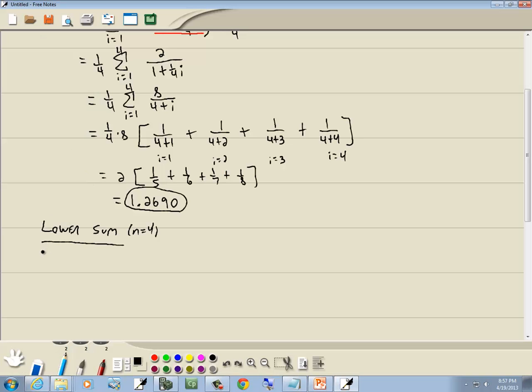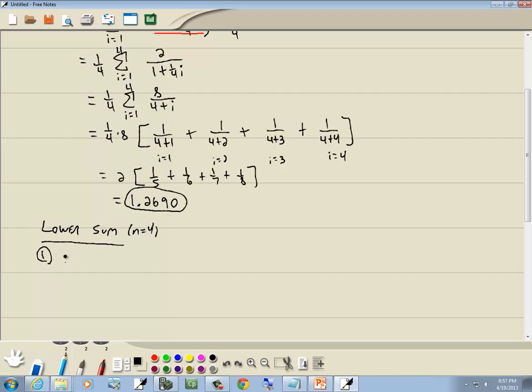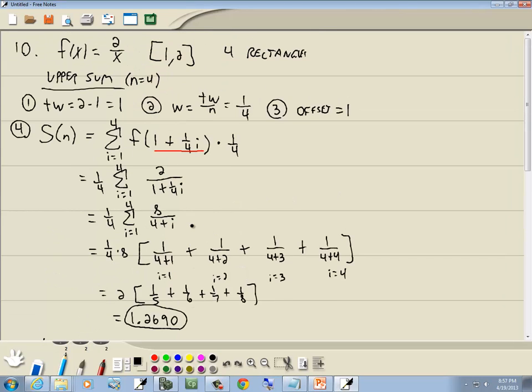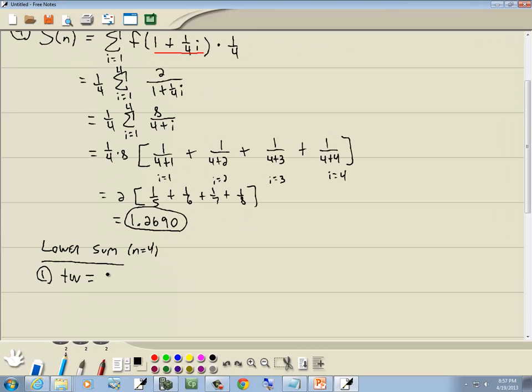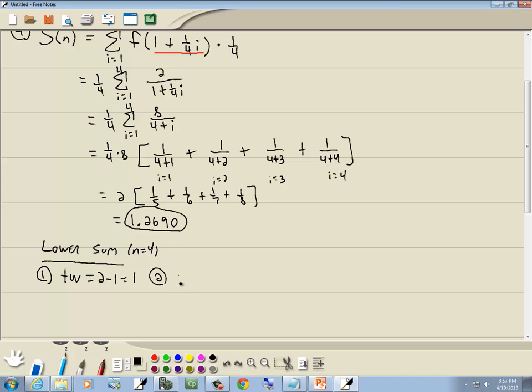Step number 1. TW, total width: larger x value minus smaller. 2 minus 1 equals 1. Step 2. Find the width of each rectangle. So width is equal to TW divided by n. So we got 1 divided by n, which was 4. So they're 1/4.